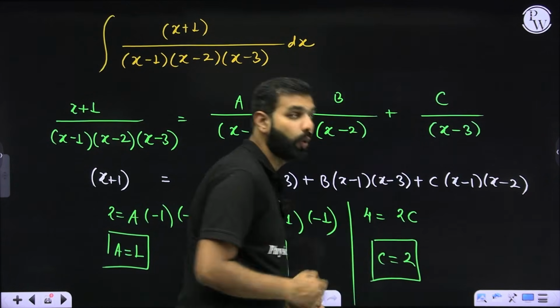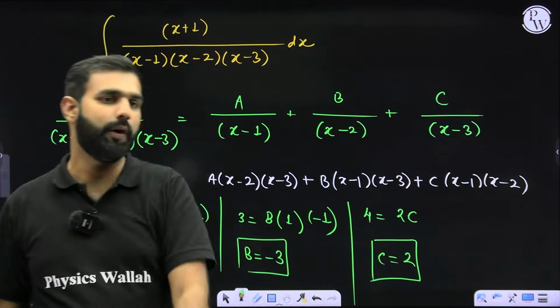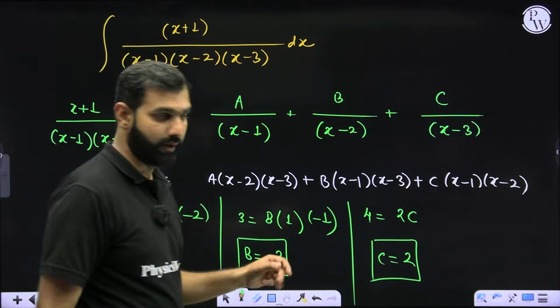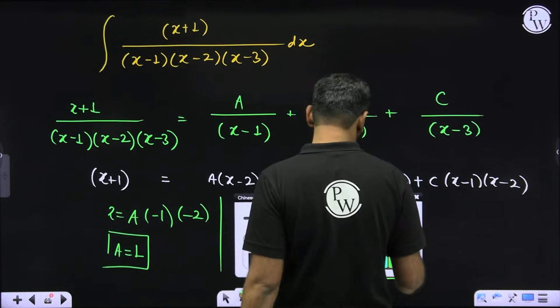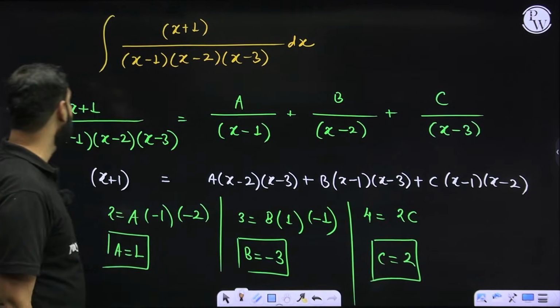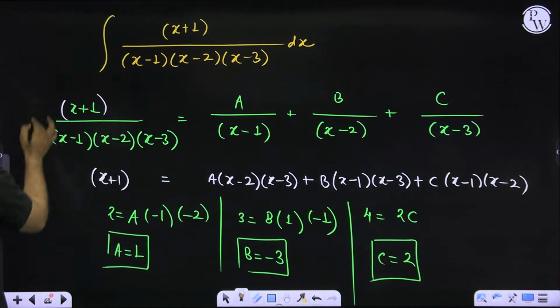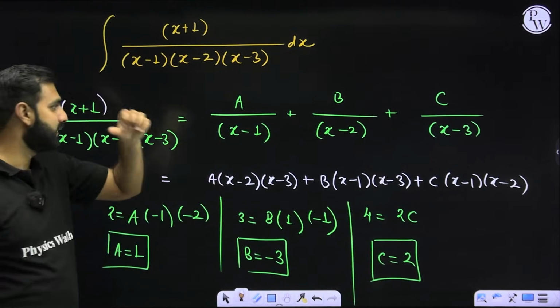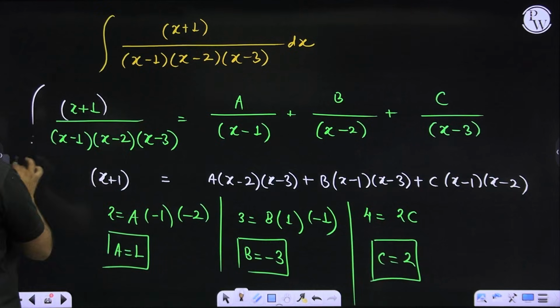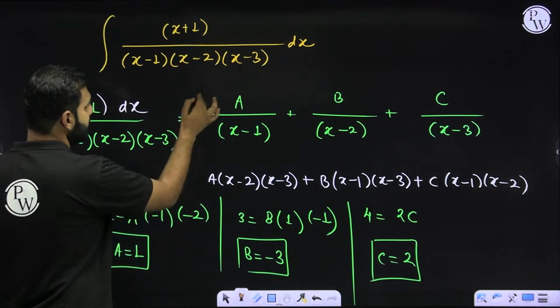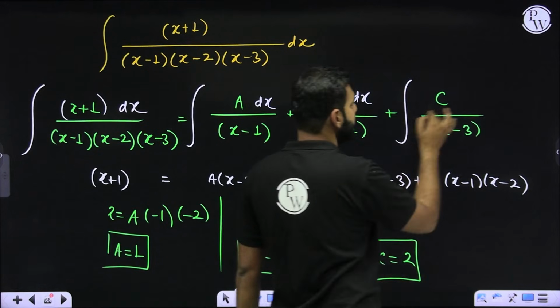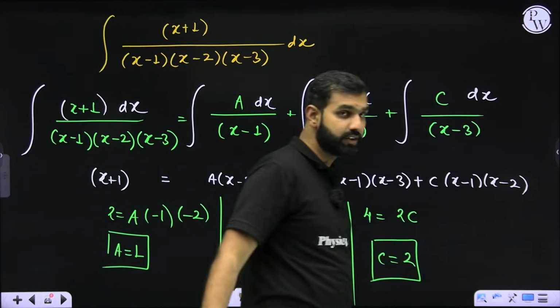Sir, why did you do all this? What is the point of doing all this? Have patience. In the next few seconds, you will realize the complete point. Now, have a look at this part. The question, which was x plus 1 upon x minus 1, x minus 2, x minus 3, needed to be integrated. We have been able to write it as this plus this plus this. Did you get my point?